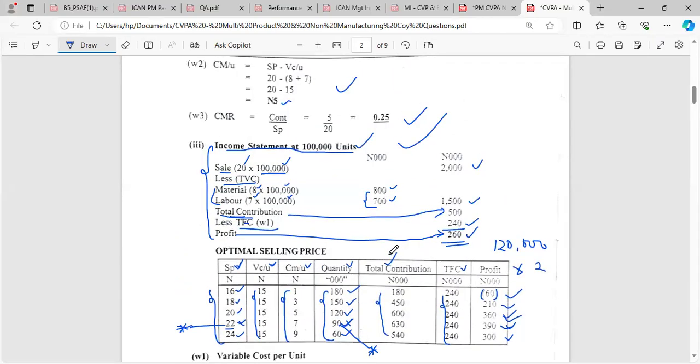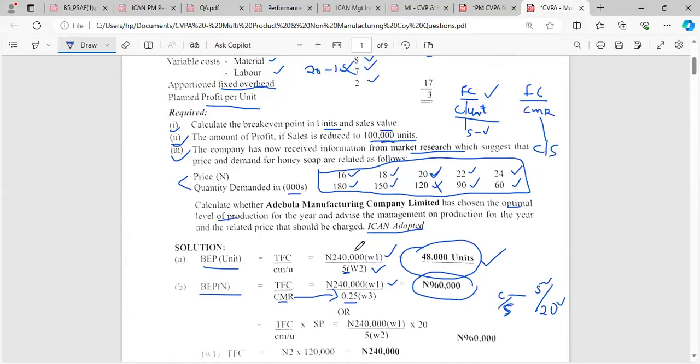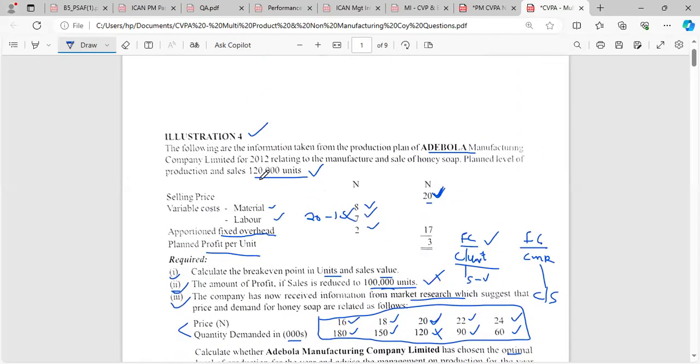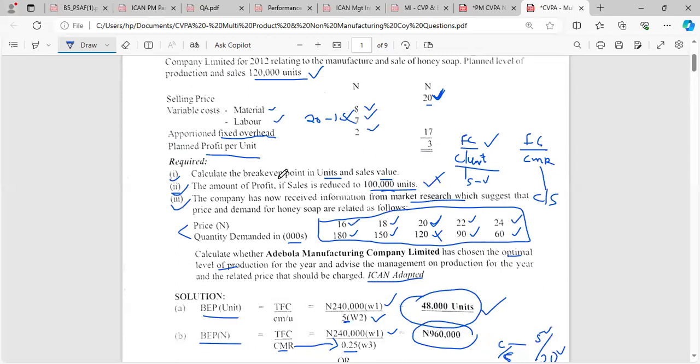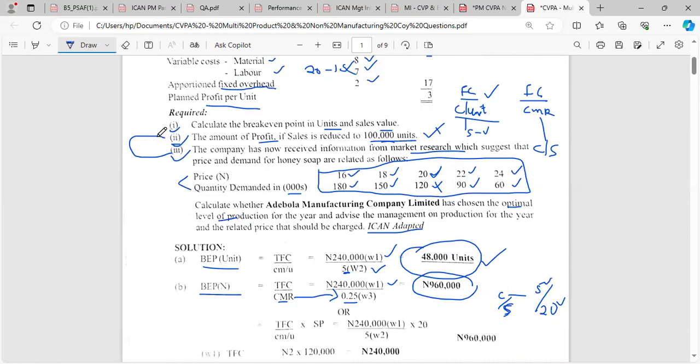So that is how we are able to compute requirement III, which states: calculate whether Adebola Manufacturing Company Limited has chosen the optimal level of production. What is the optimal level of production? If we did not calculate for this 100,000, the optimal level of production would have been this 120,000. But since we calculated profitability for 100,000 naira, we are benchmarking our result in III as against I.